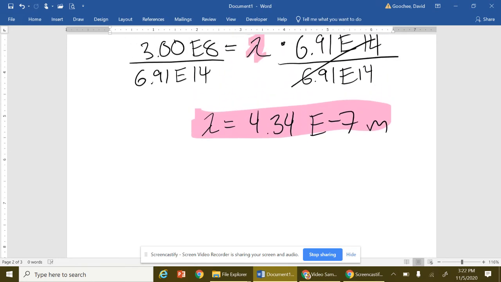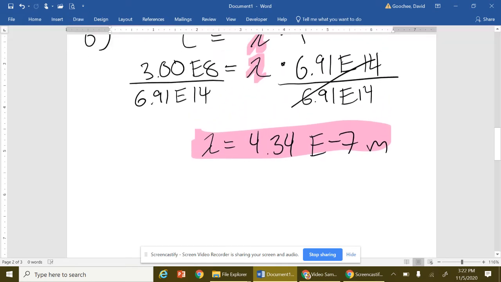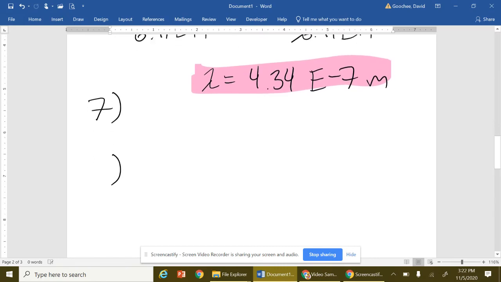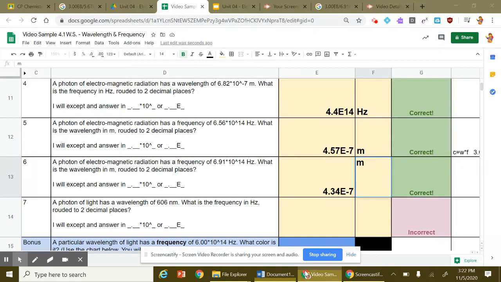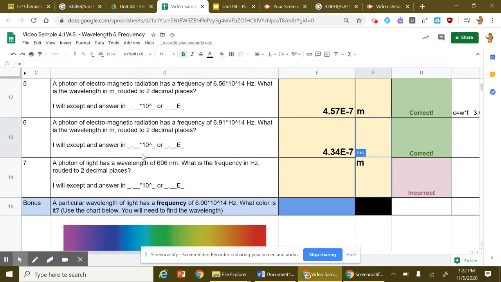Okay, now we got the last problem on the homework, number 7. And I saved the last one, a little bit trickier than the others. Let's take a look, okay? So this last question: a photon of light has a wavelength of 606 nanometers. What is the frequency in hertz?